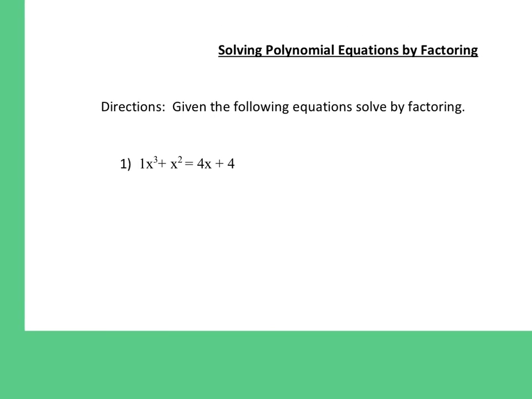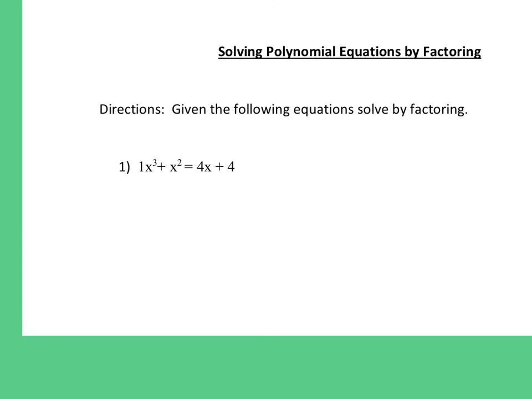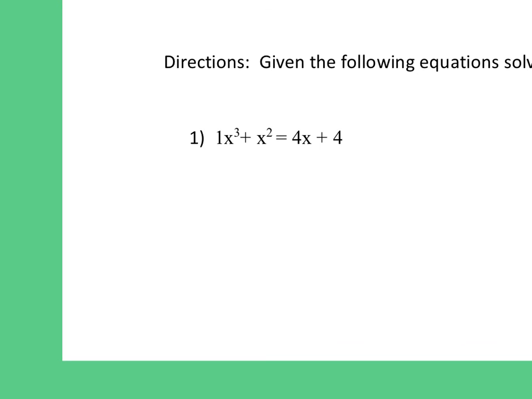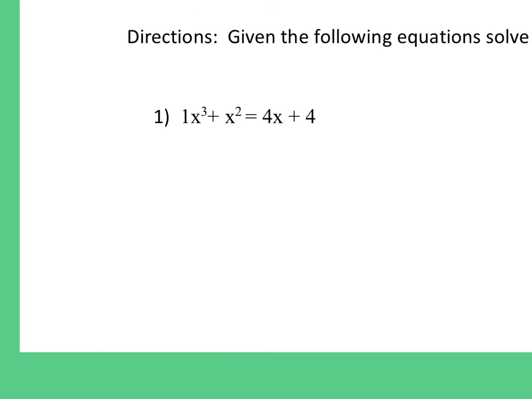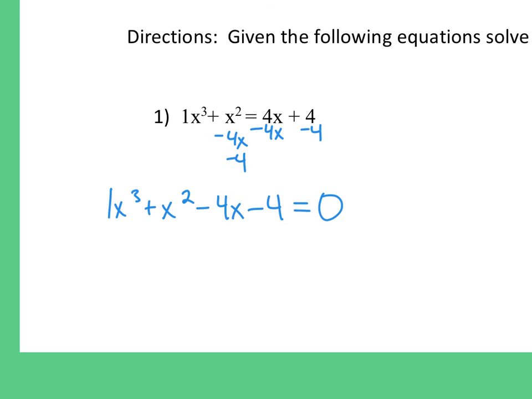All right, now we're moving on to solving. We're throwing a lot of things together here. That's okay. Is everything on one side yet? No. So what do I need to do? Move it. What should I move? 4x and the 4. Yep, just subtract them over, right? On both sides. So then I get 1x to the third plus x squared minus 4x minus 4 equals 0.